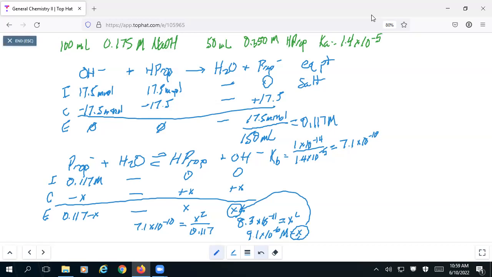So we can take this and turn it into pOH. pOH is equal to the negative log of 9.1 times 10 to the negative 6th, which would be 5.04, which means that our pH, at 14 minus 5.04, would be equal to 8.96.